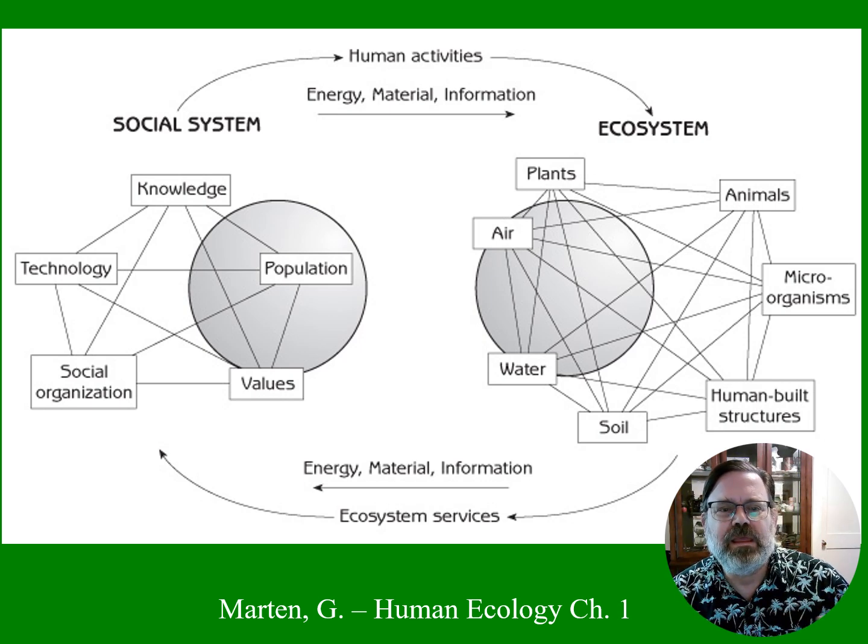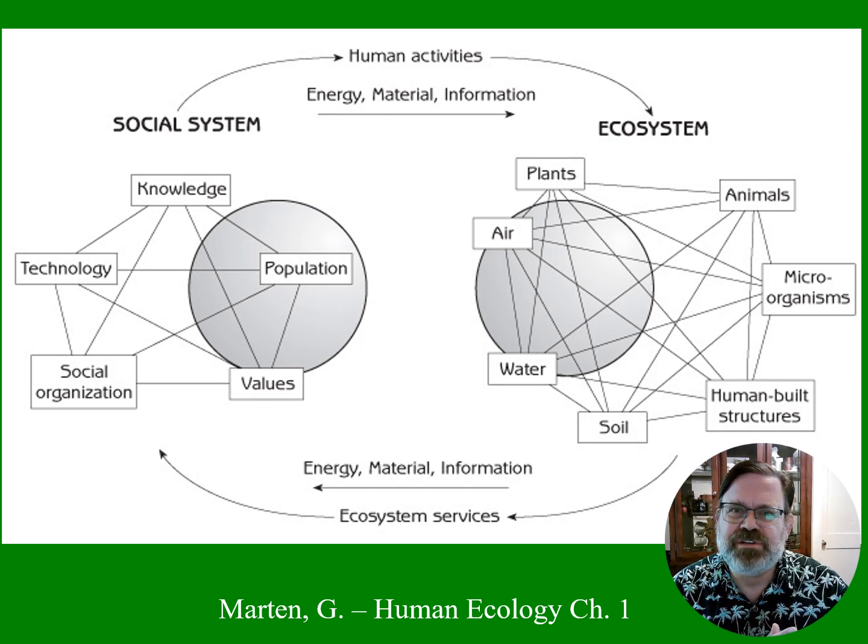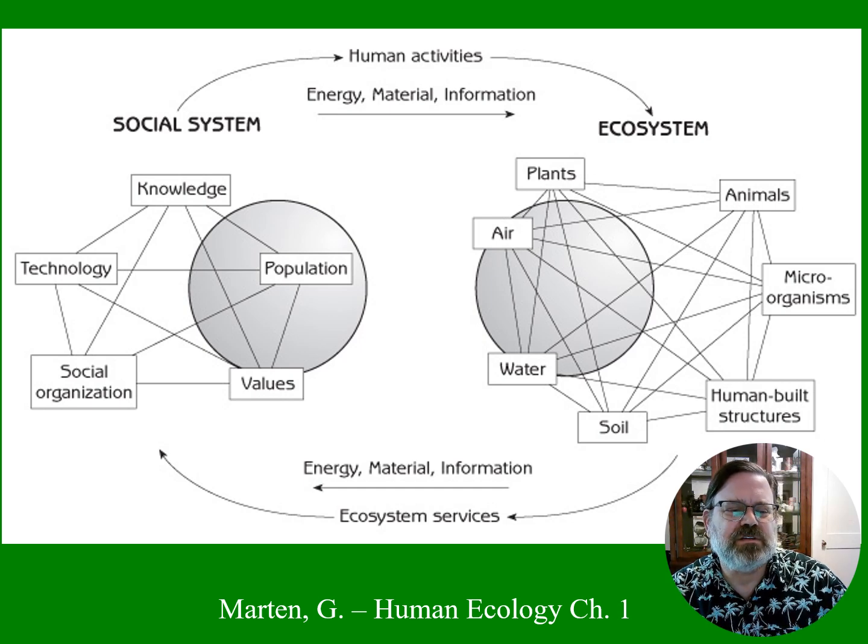So the ecosystem includes the plants, the animals, the microorganisms, water, air, soil. Depending on how you view the system, it may or may not include human-built structures, but human-built structures certainly impact the systems. These then provide energy, materials, natural resources for our society. Our society is built on our population, our technology, our knowledge, values, and our social organization. And depending on the laws that we write, depending on the activities we have, these human activities then can impact the ecosystems as well.